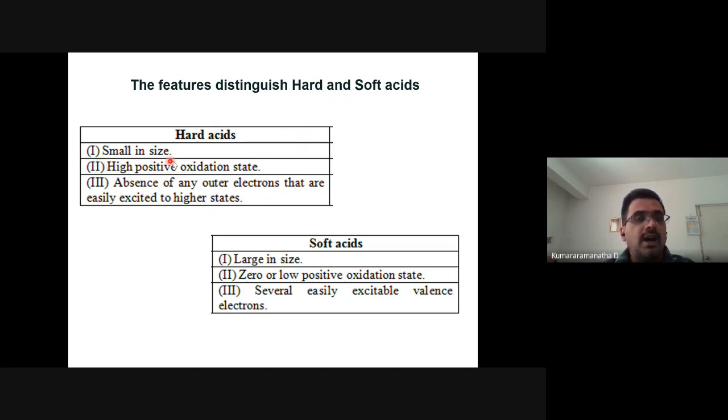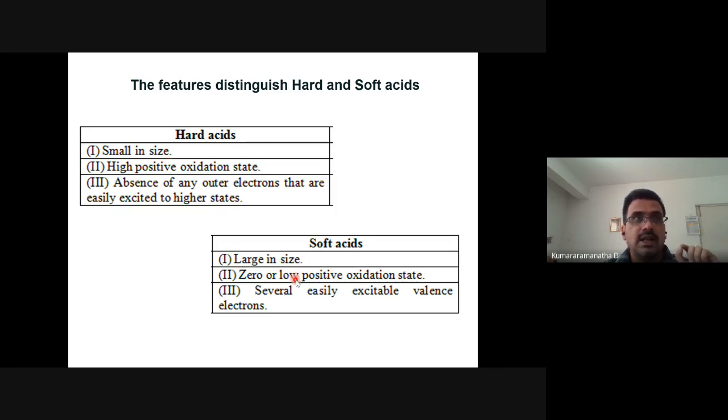A hard acid should be small in size, it should have a high positive oxidation state, and it should not have any outer electrons that are easily excited to a higher state. This is about hard acids, again based on MO theory and Fajan's concepts.